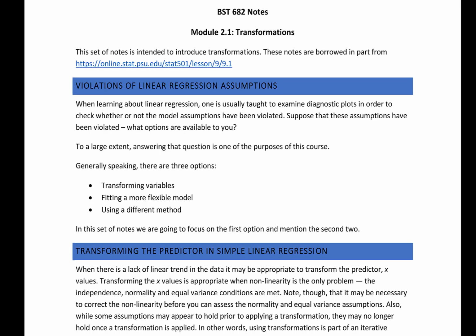What we didn't spend too much time doing was talking about, if those assumptions are violated, what options do you have? To a pretty big extent, that's really going to be the purpose of this course. So you've violated your assumptions of linear regression. What do you do next? There are multiple ways that those assumptions could be violated. Generally speaking, there are going to be three options to you.